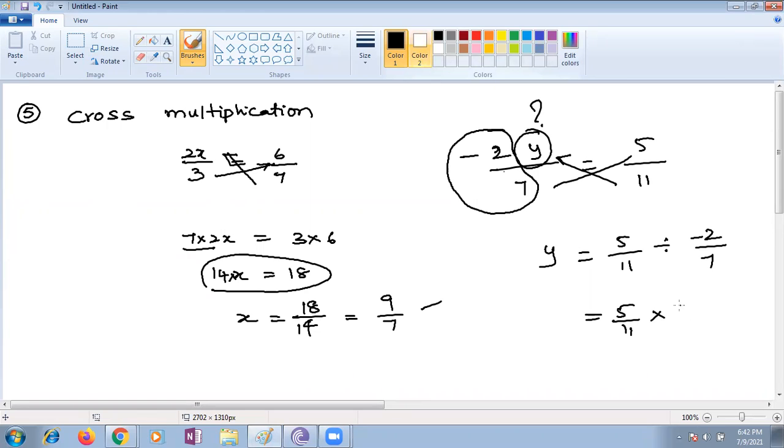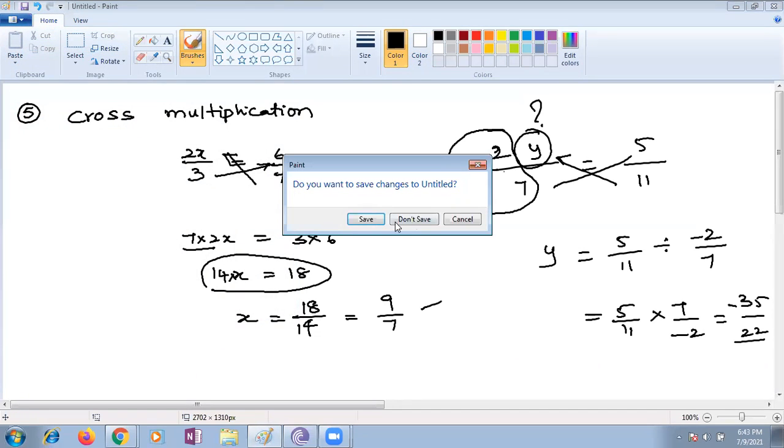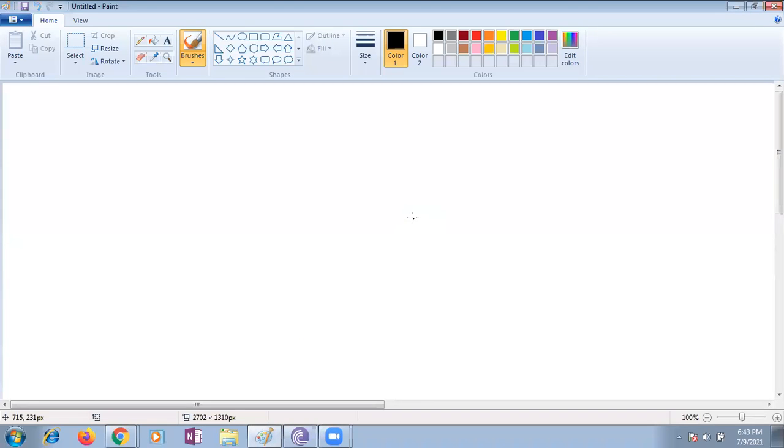And the reciprocal of the other fraction is 7 by minus 2. 7 by minus 2, ma'am, 35 by 9. Ma'am, it will be minus 35 by 22. This is the way we can do, children. We will go step by step. Don't run a race. We'll go step by step. The questions I'm giving, don't write now.